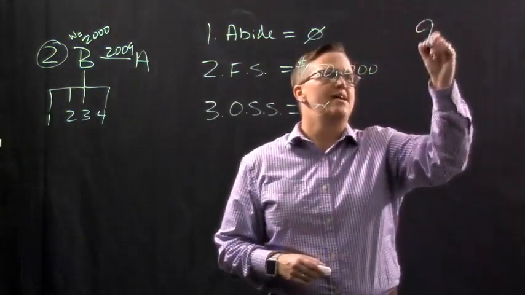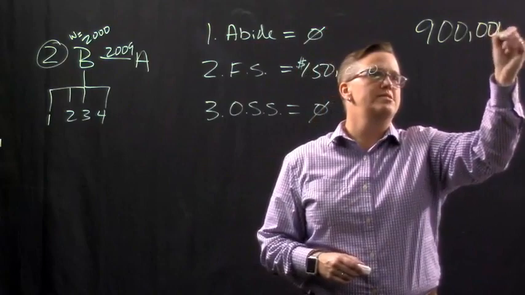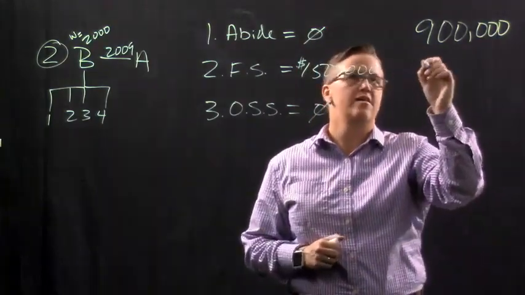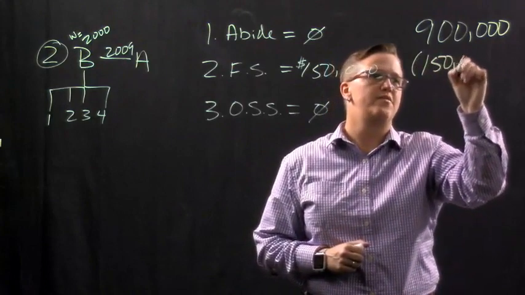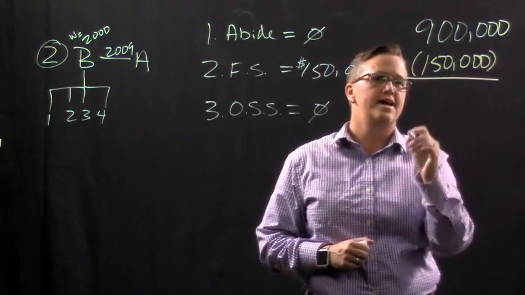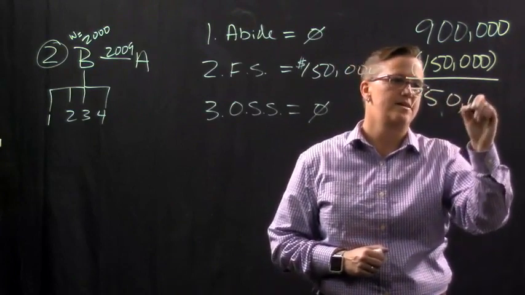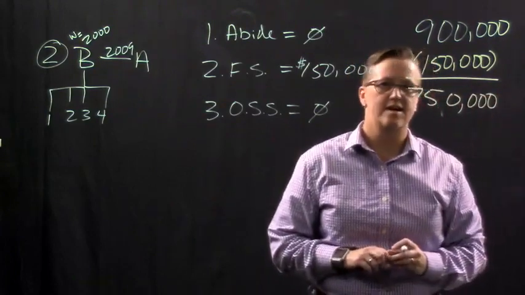Here we go. We've got $900,000 distributable estate. Okay? Allison is going to take her forced share of $150,000. That leaves $750,000 that will go to the children.